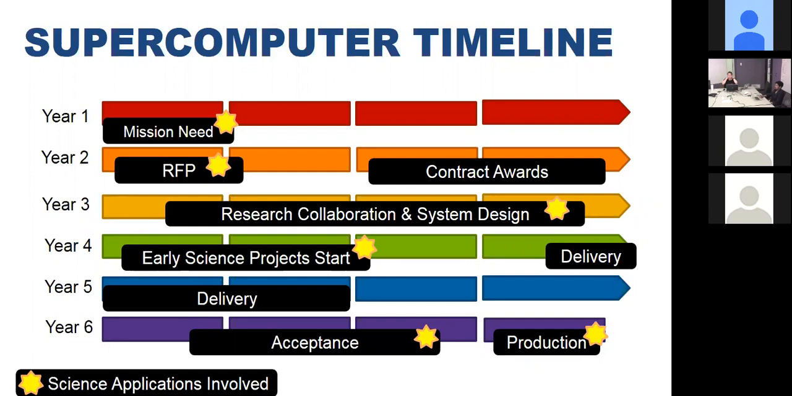And finally, we use science in acceptance, right? Often those same benchmarks and applications that we use early on in the process are used to make sure that we accept these machines and they're good.